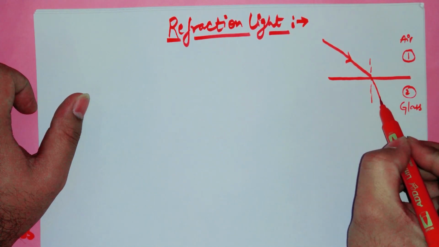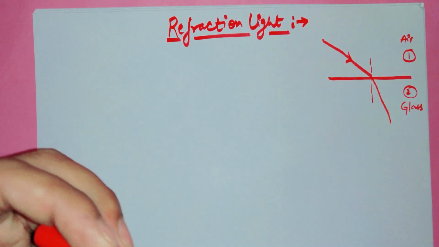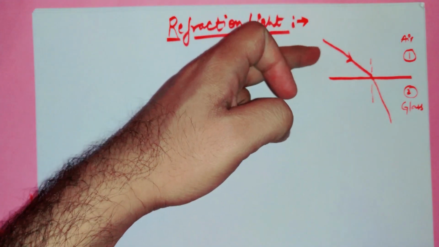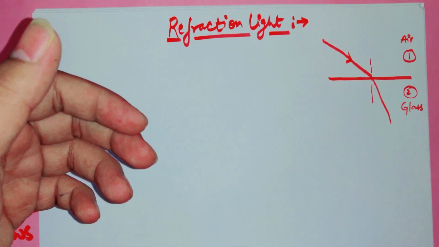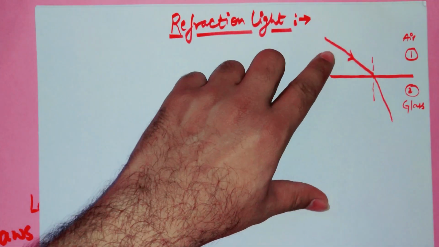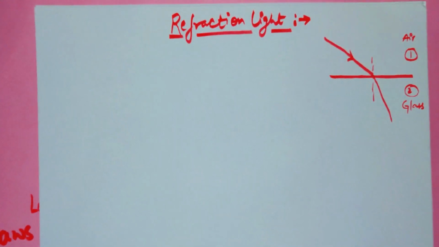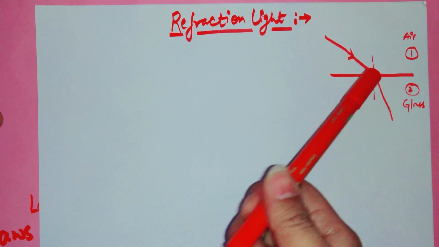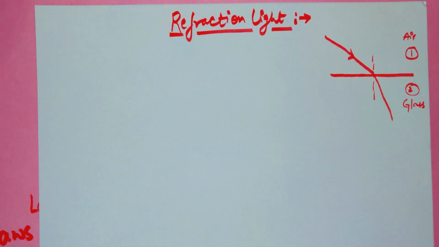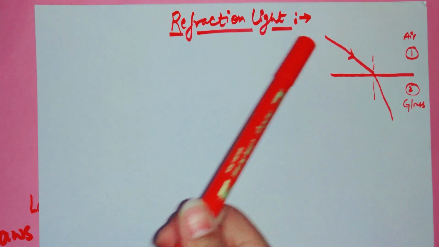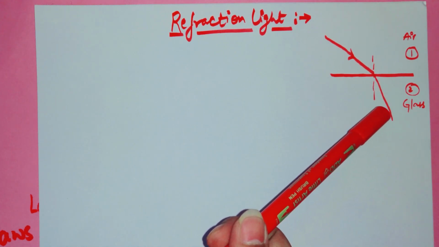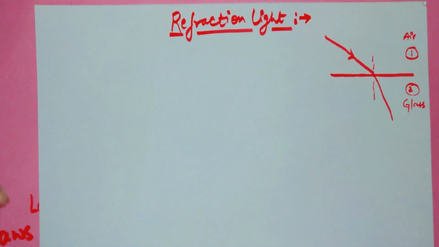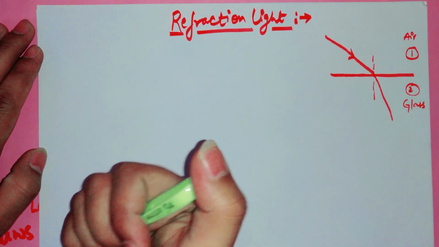it bends towards the normal. So why does light bend towards the normal? It is due to the change in speed of light. When light goes from one medium to another medium, the speed of light is changed, and this change brings the light to bend. So when light goes from one medium to another, it bends from its original path, and this is called refraction of light. First I will write the definition of refraction of light.